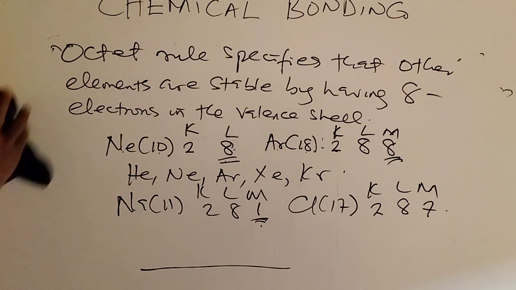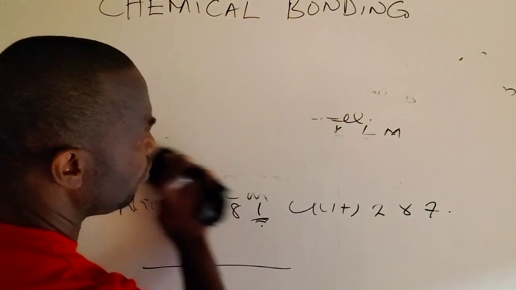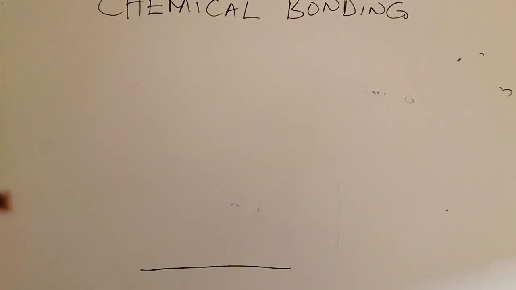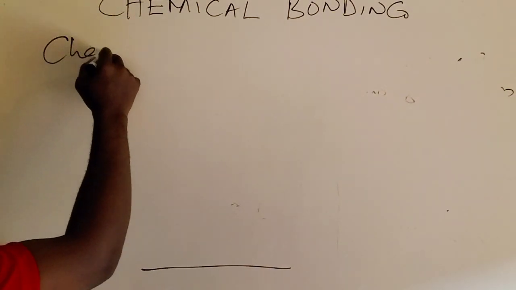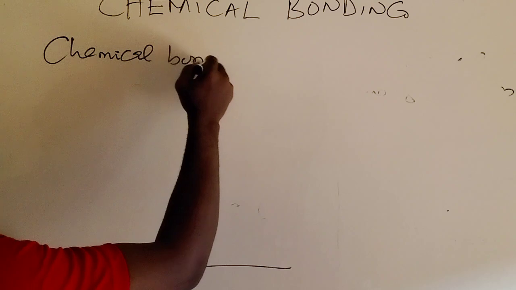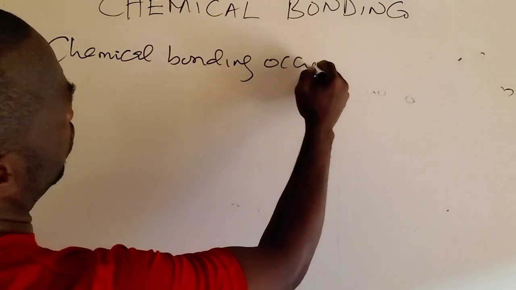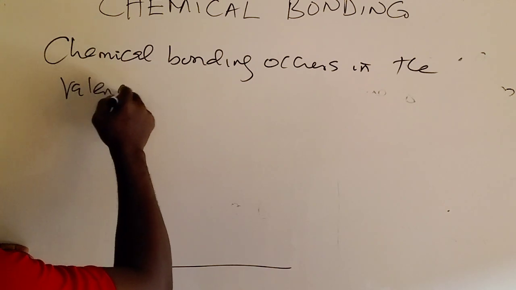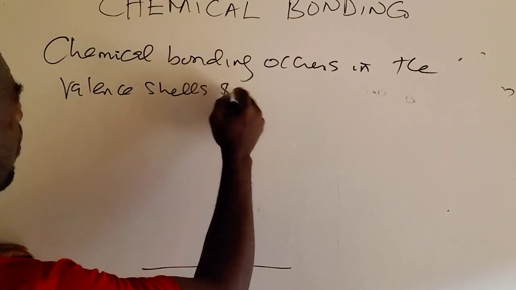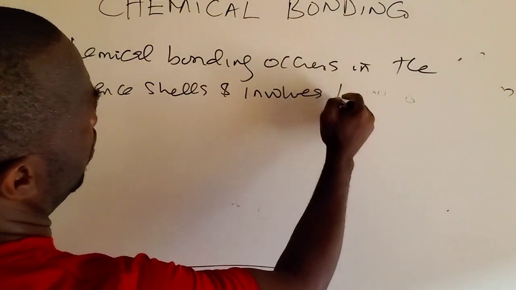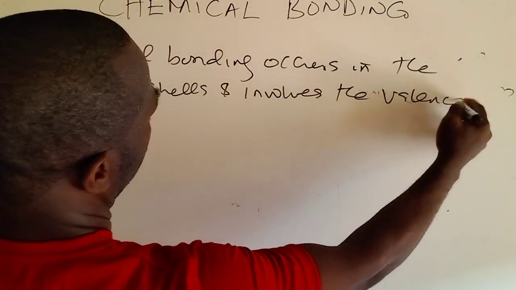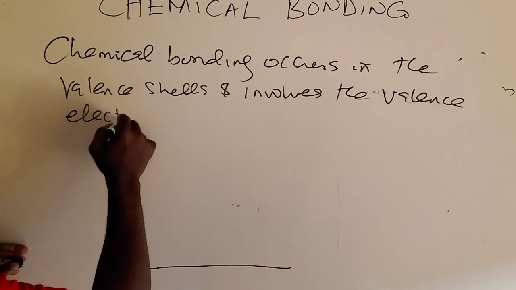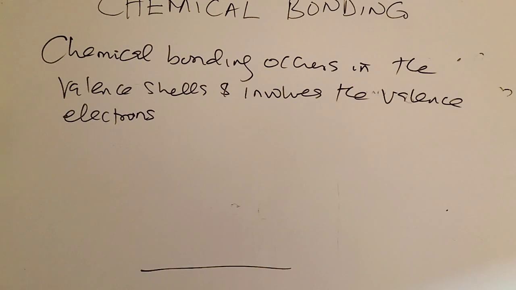Before we go on, we have to point out something. We should know that chemical bonding occurs in the valence shells and involves the valence electrons. So chemical bonding does not involve all the electrons the atom has. Chemical bonding only involves the valence electrons.